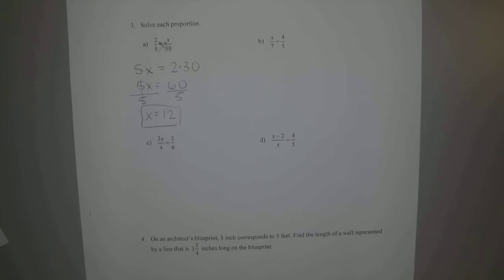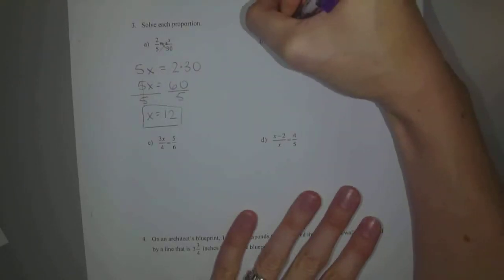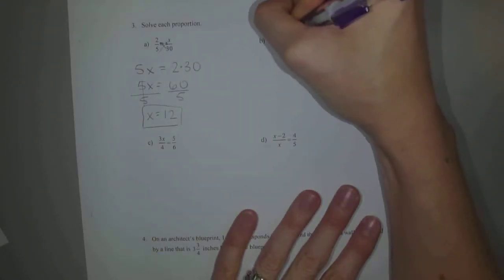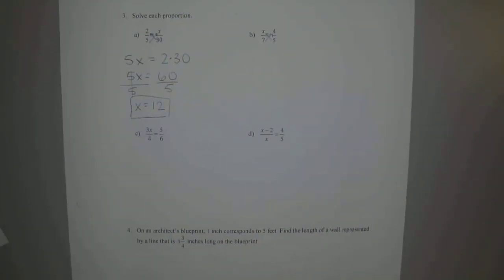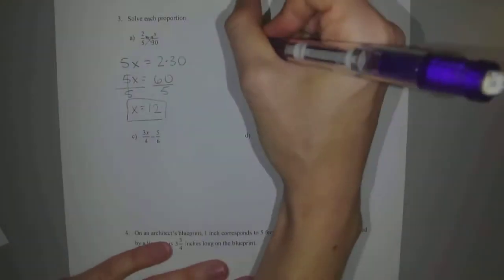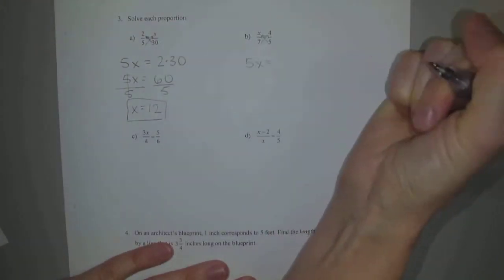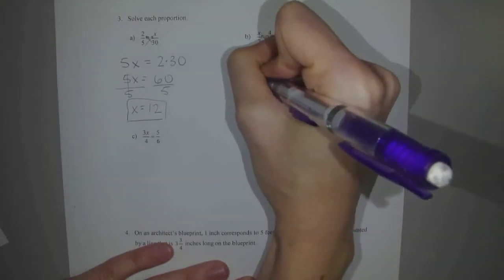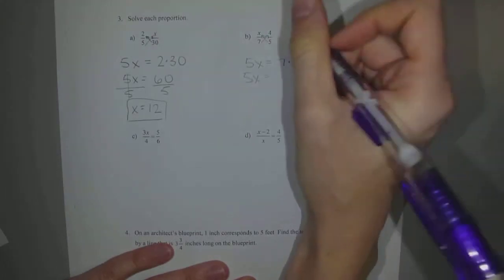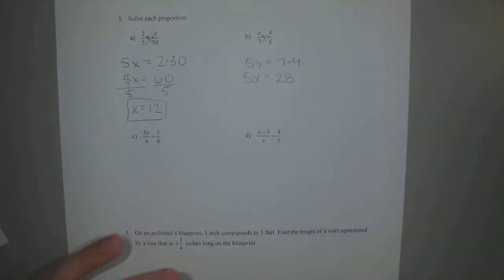B, exact same idea, guys. We're going to cross multiply. Take one denominator times the opposite numerator and vice versa. Does it matter which one you do first? No, but I typically like to write my x first, okay? So again, we notice we have 5 times x, or 5x again. And what's our other side going to be? 7 times 4. All right? So we have 5x equals 7 times 4, which is 28.